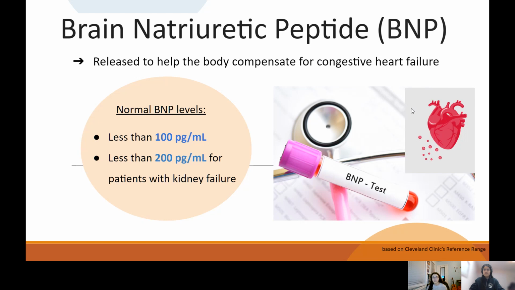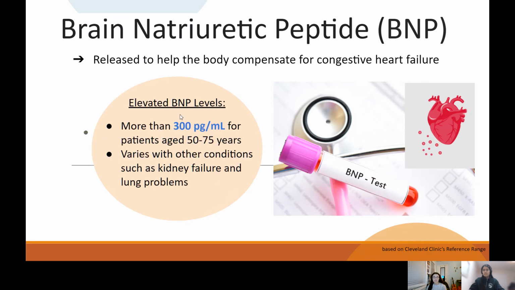But I think this blood test is very neat because it's also currently used in a clinical trial going on at the clinic for heart failure specifically. And it's definitely a blood test that's being used more often. We'll look at the elevated levels. If you have more than 300 picograms per milliliter and you're between the ages of 50 to 75, this number could indicate that you have heart failure. But again, just a reminder, it does vary with different conditions that you might have.